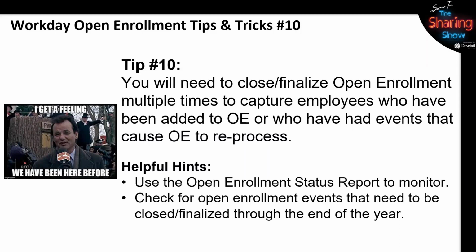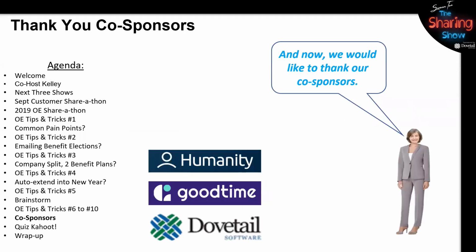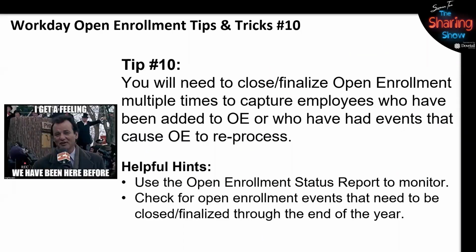If you've had new hires or people that you've added or removed, then you may have to close and finalize open enrollment multiple times. You can use the open enrollment status report to monitor that, and you'll just check for any open enrollment events that need to be closed or finalized. I say through the end of the year, but that really depends on your population and the events that go on and how much activity there is. I have heard from customers who do it well into the new plan year. So it's just something to keep an eye on and monitor with that open enrollment status report.